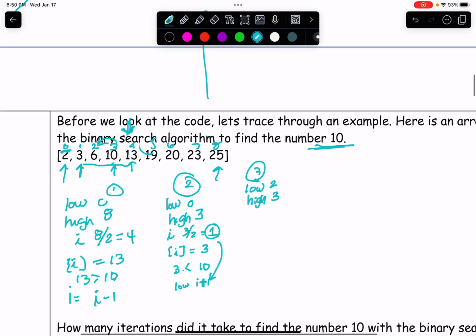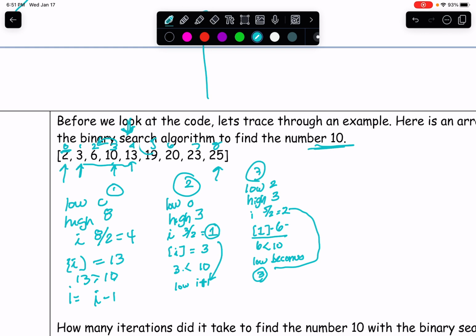So 2 plus 3 makes 5, divided by 2, which is 2. The value at index 2 is 6. 6 isn't 10. 6 is less than 10, and so the low becomes one more than I had. So the low becomes 3, because 2 plus 1 is 3.